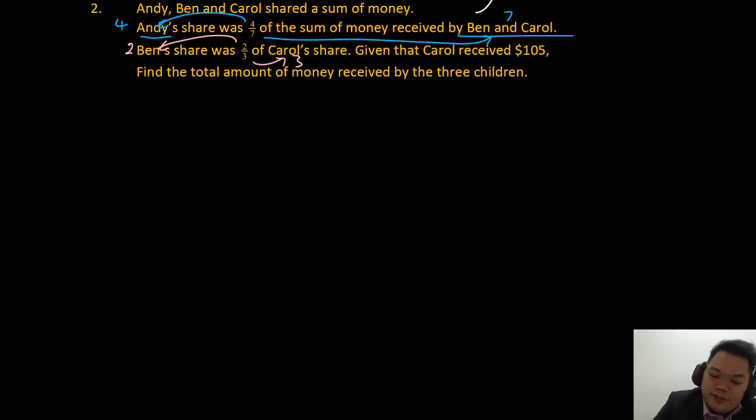Given that Carol received $105, find out the total amount of money received by the 3 children. So let me do this in 2 ways. First is by ratio. The second is by modeling. So now between Andy and Ben and Carol, what do we have? This ratio was 4:7.